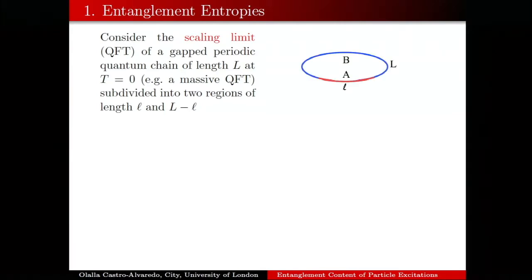So in our work, we have been looking at a very simple configuration, the simplest bipartition you can think of. We have a periodic system. You can think of it as a periodic spin chain, although our computations really are in quantum field theory, so the scaling limit of this system. And we have a bipartition like that. So we have a region of length l, and we have the rest of length L minus l.